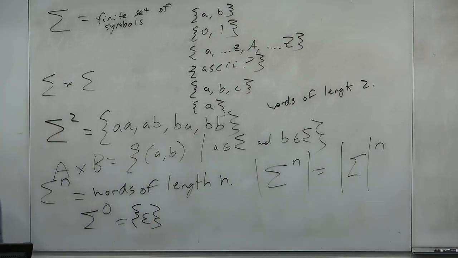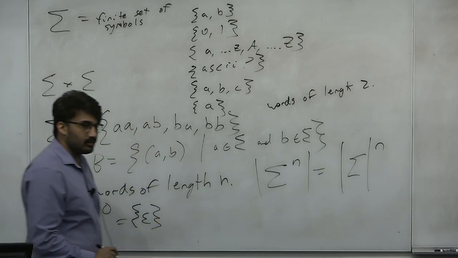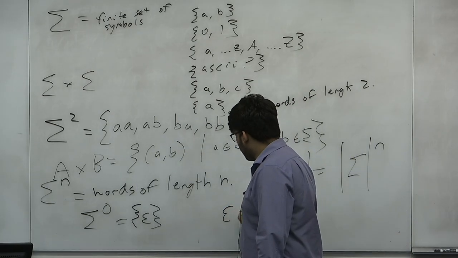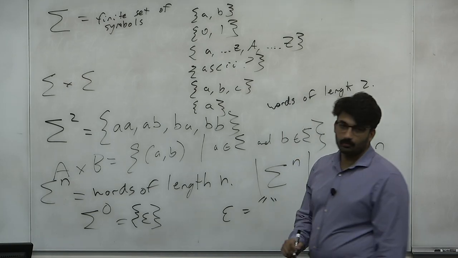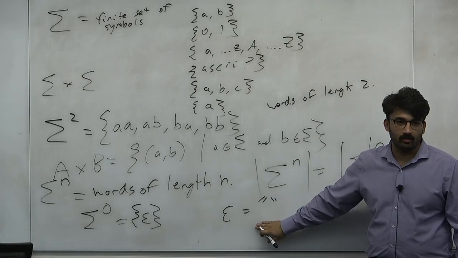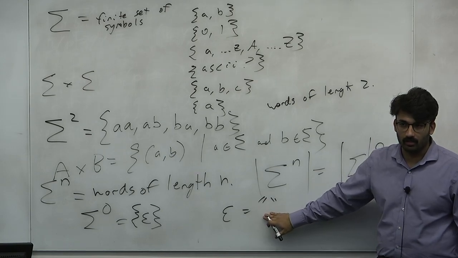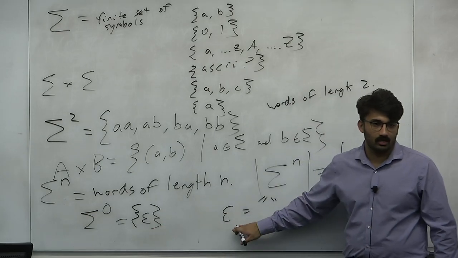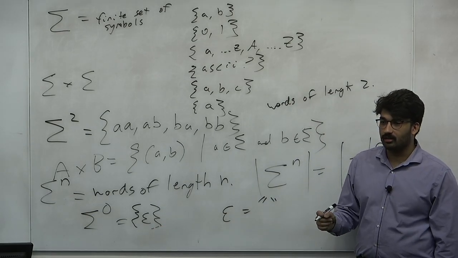And this is different than the epsilon. Epsilon is the single string of length zero. Epsilon is a special symbol we use to denote the empty string, right? Because we don't want to do the quote thing every time. But notice that this is a set of one element, which contains the empty string. There's only one string of length zero.